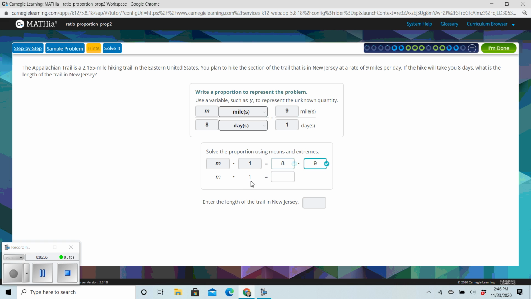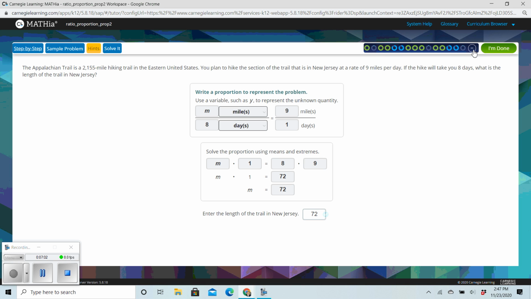Now we have M times 1, and now we need to do the multiplication. 8 times 9 is 72. Hit enter. And this one was kind of easy because our coefficient was 1. So that means you can't divide. If you divide anything by 1, it's going to be itself. So what is the length of the trail in New Jersey? It's going to be 72 miles.